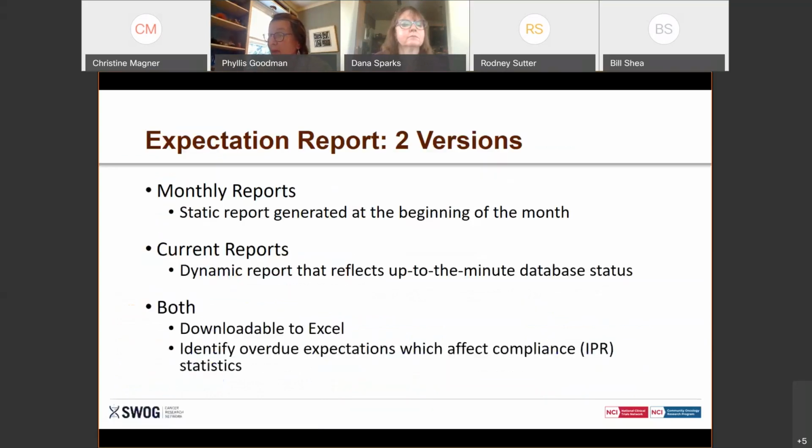There are also 2 versions of the expectation report, one that's generated monthly and the other that's available on demand that we call the current report. The monthly report is static and is generated at the beginning of the month. This is the report that is emailed monthly to the head CRA and PI. The current reports are dynamic and reflect the data in the database at the time a report is run. Both of the reports are downloadable to Excel and identify those expectations that are overdue enough to affect the institution performance or compliance statistics. The category to which the deficiency is counted is coded.